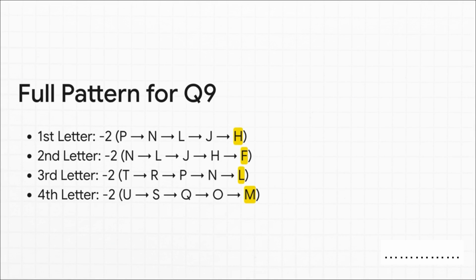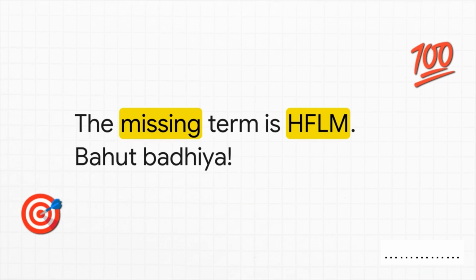And as you can see, this simple -2 logic is being applied to every single letter position in this series. The third letter follows a -2 pattern, and so does the fourth. It's consistent all the way through. So once we put all our decoded letters together, we get our missing term, HFLM.